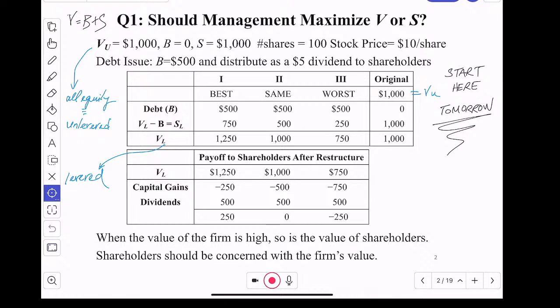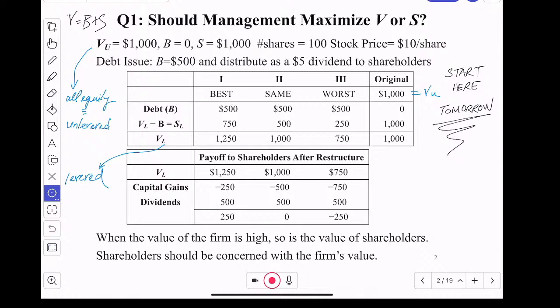We begin with an unlevered firm. That's the U for unlevered. It means an all equity firm. Its current value is $1,000 with no debt, and since it's an all equity firm, the stockholder equity is equivalent to the $1,000 value. I've included here that there are 100 shares, so the stock price is $10 a share because 10 times 100 makes 1,000.